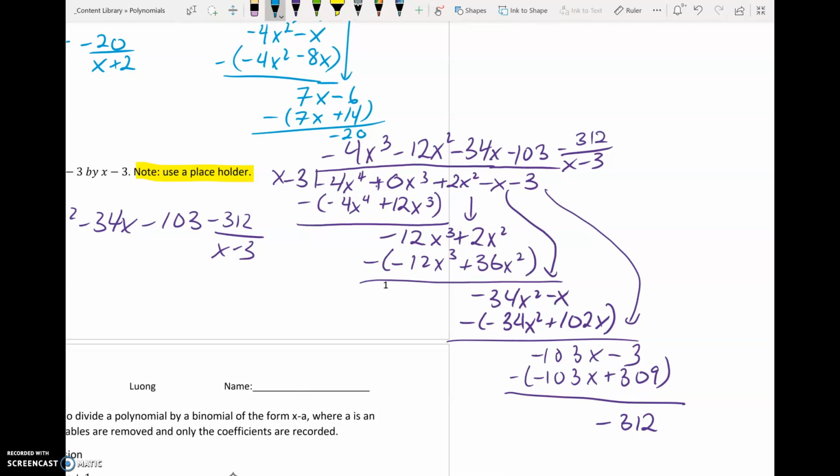It is a lengthy process, so make sure that you're adding and subtracting correctly, because one mistake can really make your answer very different in the end. So make sure you're just checking your work over and over again.